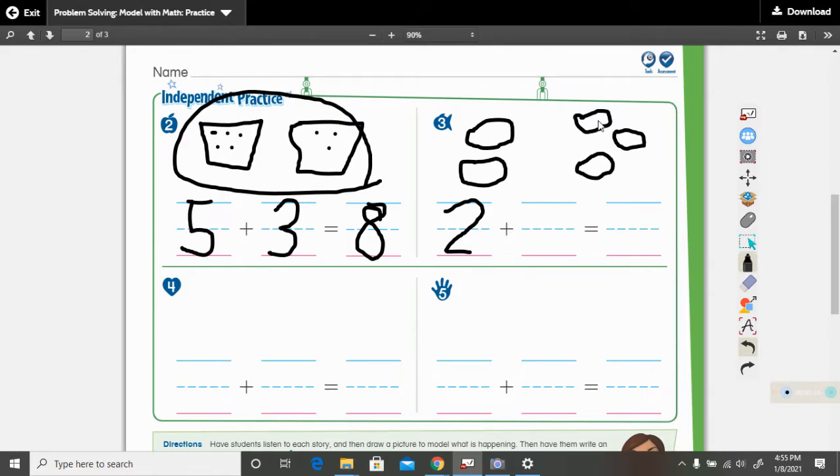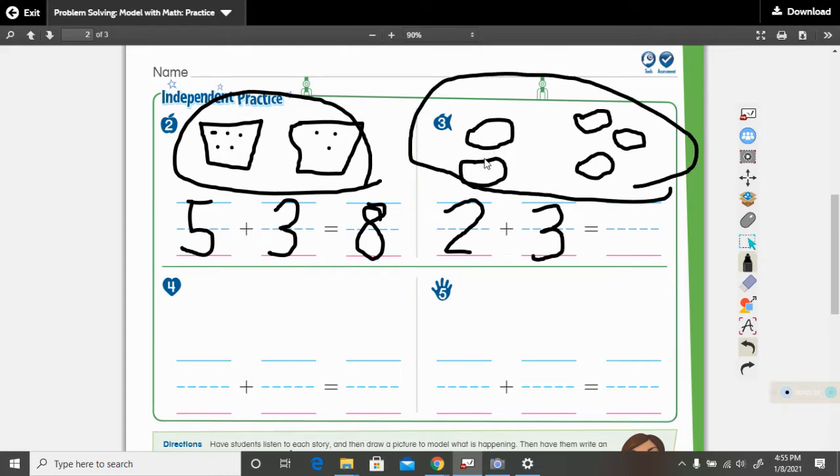Plus, because it says how many in all, that means we're adding it. 2 plus, how many did she lay the second day? She laid 3. 2 plus 3 equal, now put it all together. 1, 2, 3, 4, 5. 2 plus 3 equal 5. Can you read that equation with me? Nice and loud. 2 plus 3 equals 5. Good job.